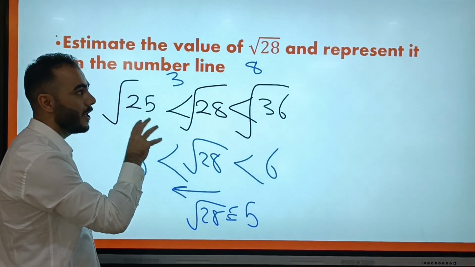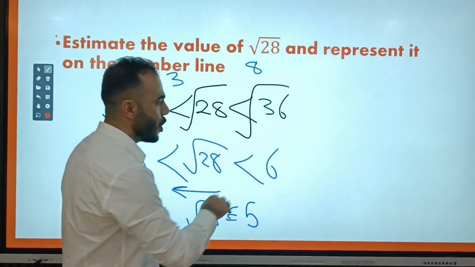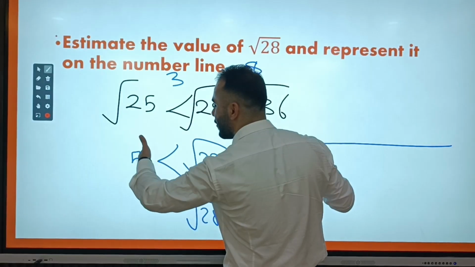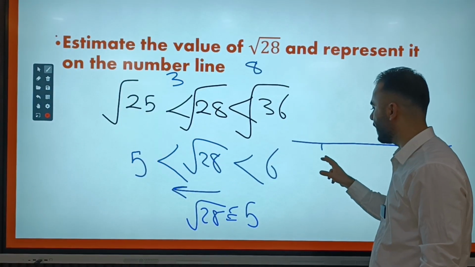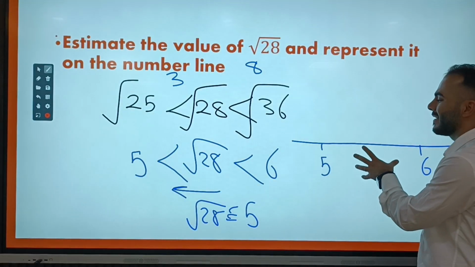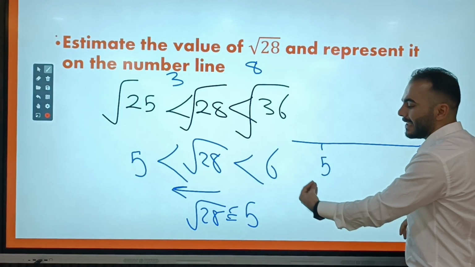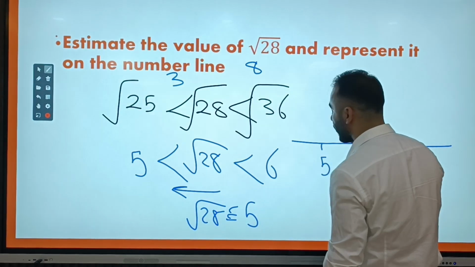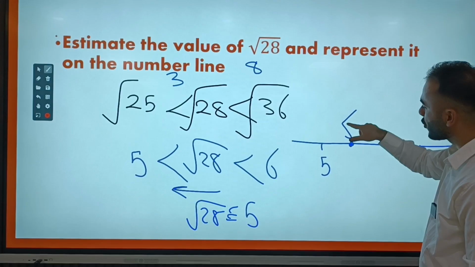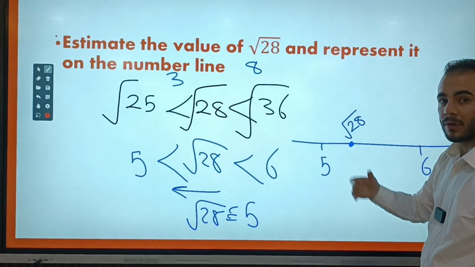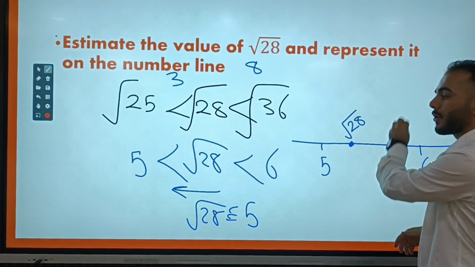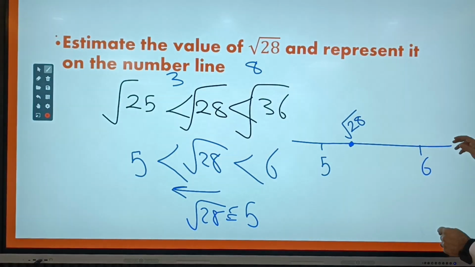And finally, it says represented on the number line. So imagine we have this number line. Square root of 28 is between 5 and 6. So here is 5 and here is 6. Approximately, we are going to say that this is square root of 28. But since it's estimated to 5, it should be closer to 5. So we can say that, okay, here it can be square root of 28. It's closer to 5. This is how we are going to estimate a square root and represent it on a number line.